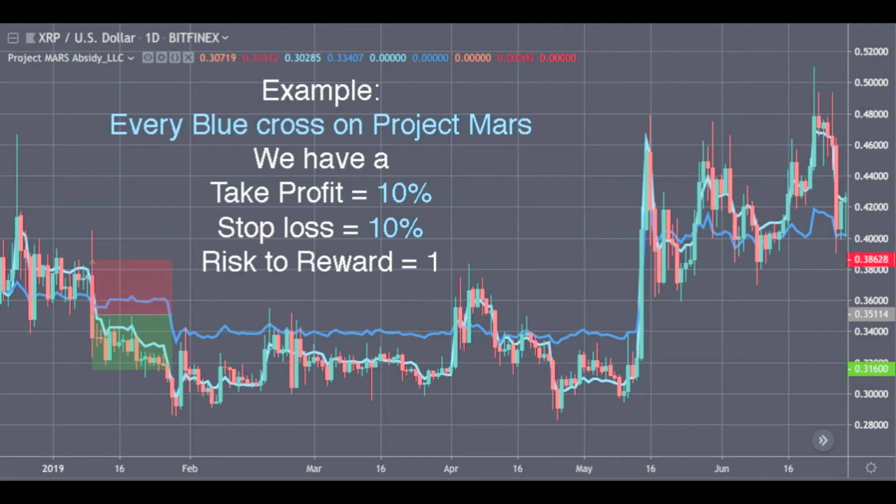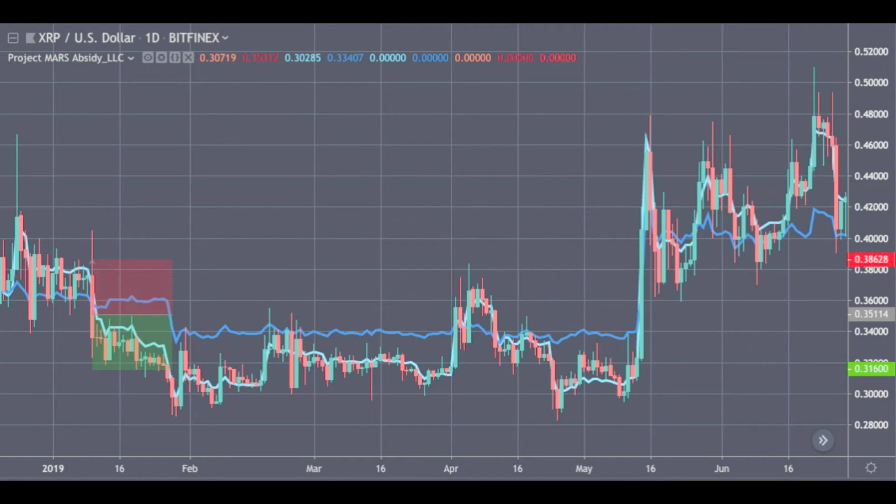So let's look at this example in greater detail for Ripple in the daily charts. For the short signal that we got at the beginning of the year, we would have to put a take profit at 10% and a stop loss at 10%. The take profit is at the bottom of the green square, while the stop loss is at the top of the red square in this case. Next time price hits either one of these will determine whether we make a profit or a loss. In this instance, we made a 10% profit.